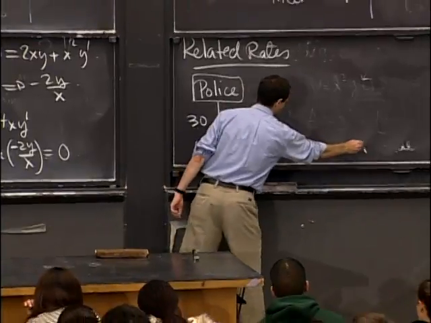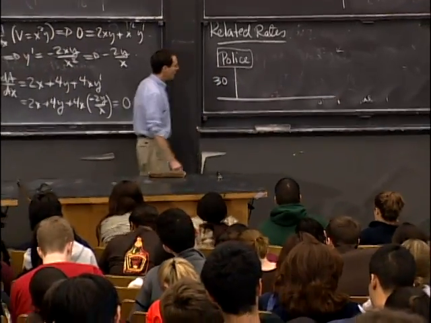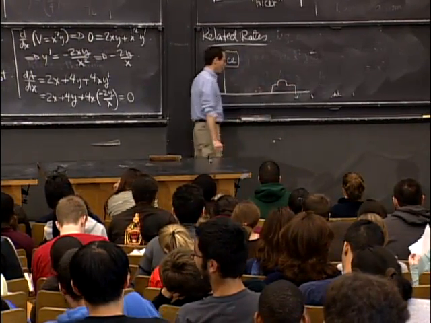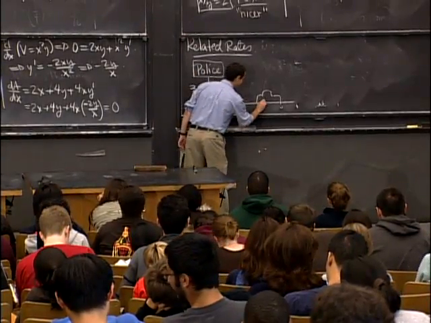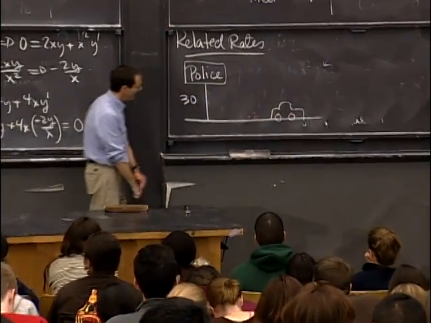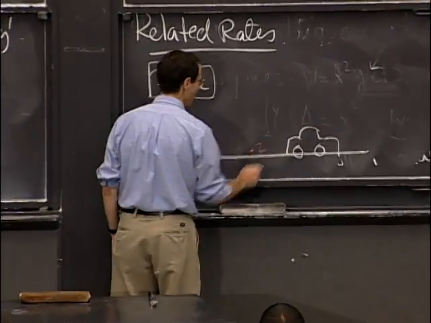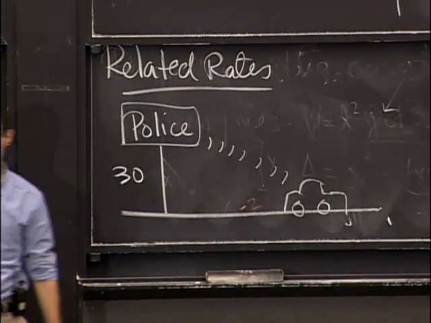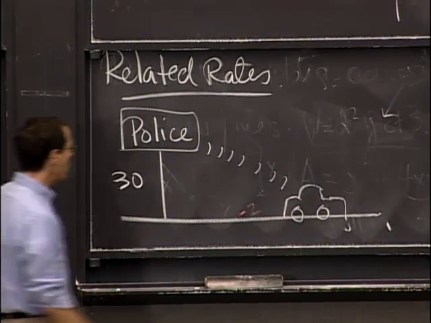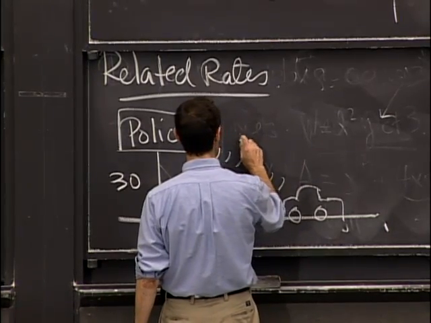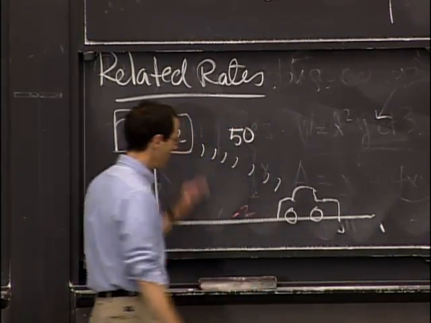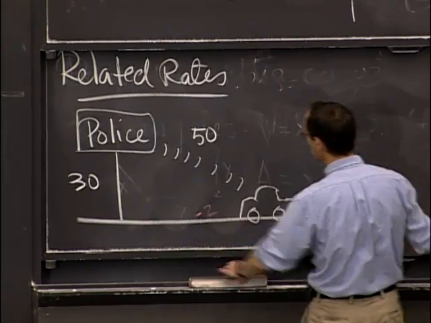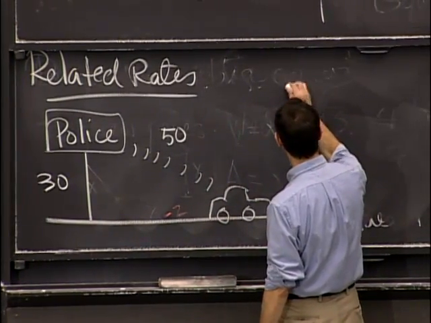And here's the road. And you're coming along here in your car, going in this direction here. And the police have radar, which is bouncing off of your car. And what they read off is that you're 50 feet away. All right? They also know that you're approaching along the line of the radar at a rate of 80 feet per second.